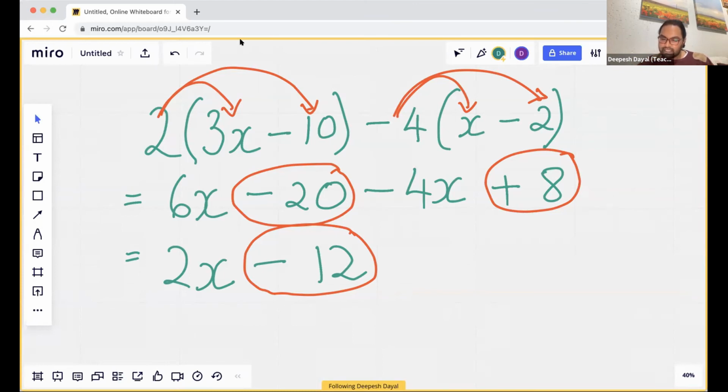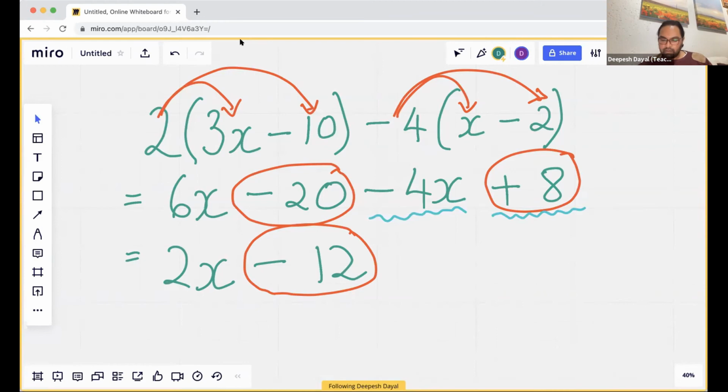Then minus 4 times x is minus 4x, Lunico. And minus 4 times minus 2 gives me plus 8. Remember, Lunico, minus and a minus gives you a? A plus. Minus times a minus gives you a plus. That's why we have a plus 8 here. So it's 6x minus 4x gives you 2x, and minus 20 plus 8 gives me minus 12. Is that fine, Lunico? Yes, sir. Okay, great.